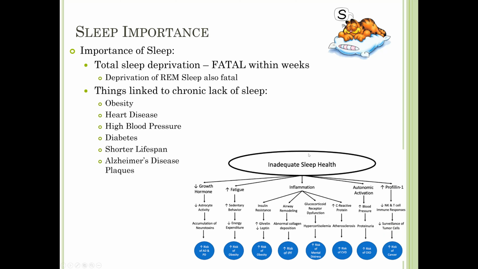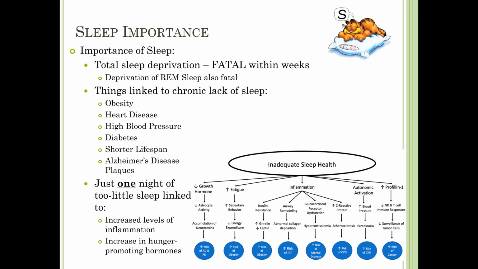Here is a chart that shows all of the consequences of inadequate sleep. And this will give you some of the indications of all of the different systems that it affects, including some of the molecules involved. So for example, a decrease in growth hormone can lead to a decrease in astrocyte activity, which can lead to an accumulation of neurotoxins, which can lead to an increased risk for Alzheimer's disease and Parkinson's disease. You also can end up with an increased risk of obesity, an increased risk of cardiovascular disease, things like insulin resistance and type 2 diabetes, an increase in several types of inflammatory disorders, even an increase in risk of cancer. So lots of bad health outcomes are linked with inadequate sleep.